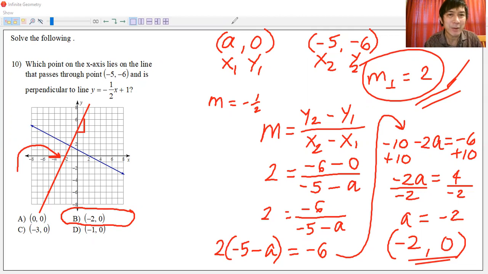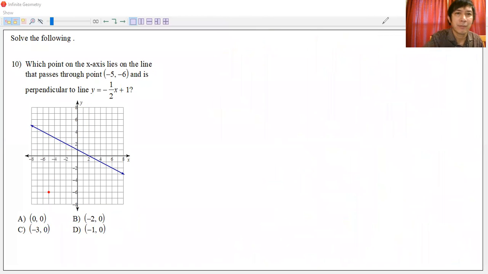All right. Okay, so let's do number 11. And we can verify the answer with the asterisk there. That's letter B, okay? Negative 2, 0. All right. Okay, you can see it there. Now we continue with the next number.